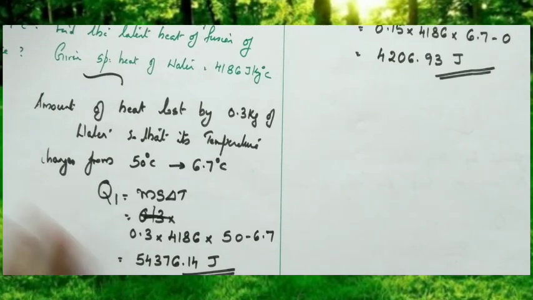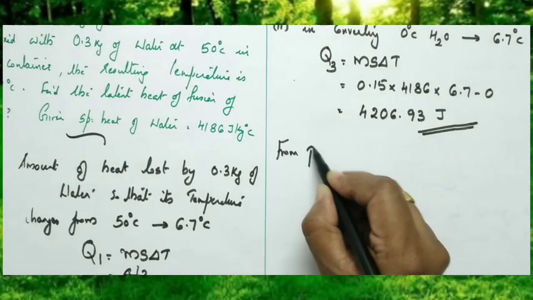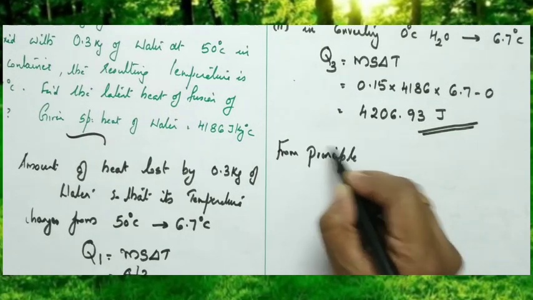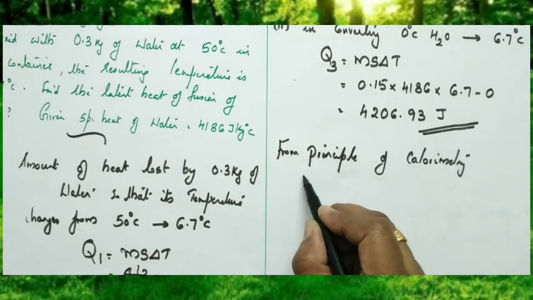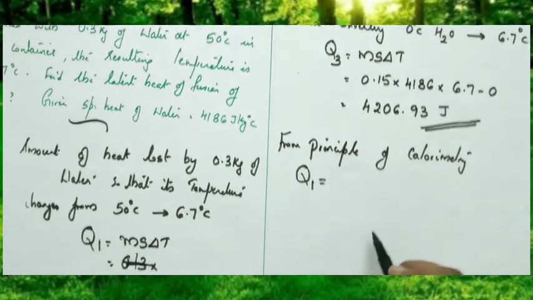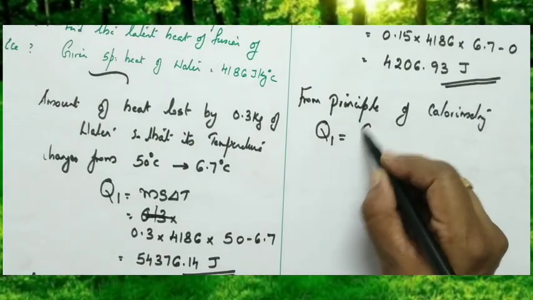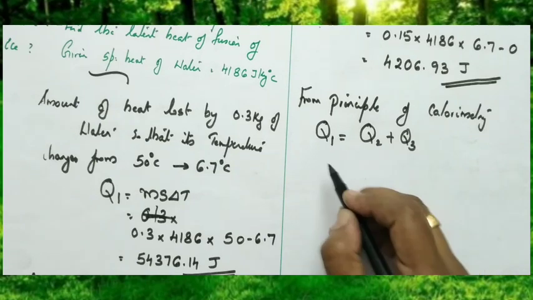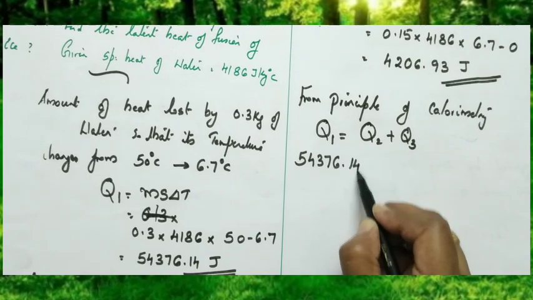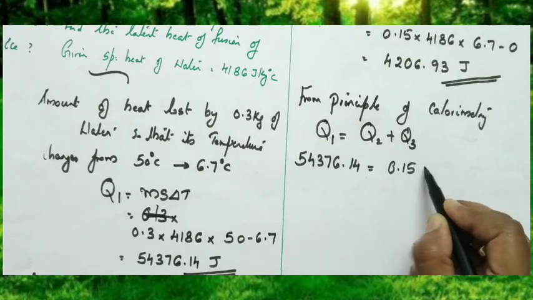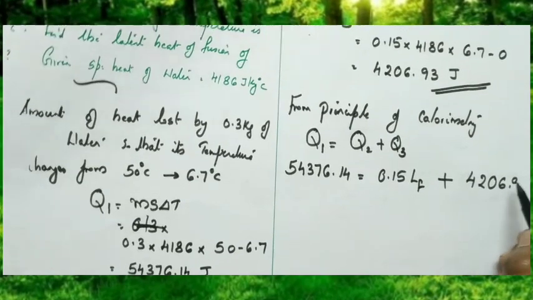Okay, so heat lost. According to the principle of calorimetry, heat lost is equal to heat gained. So heat lost is Q1, equal to what are the values of heat gained? Q2 plus Q3, isn't it? So Q1 equal to Q2 plus Q3. We can substitute Q1 is 54376.14 equal to Q2, which is 0.15 latent heat of fusion, plus Q3, which is 4206.93.